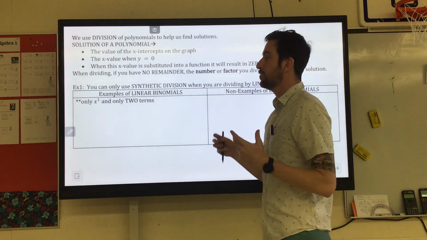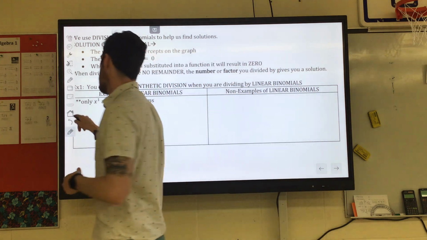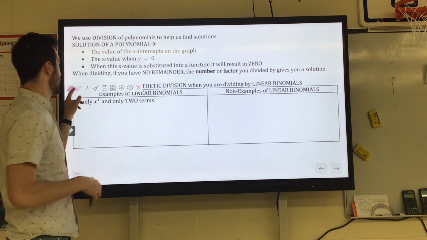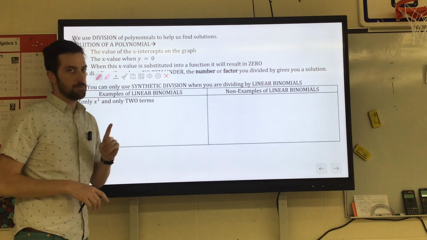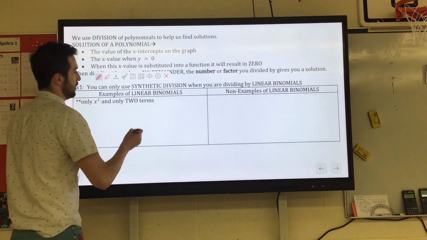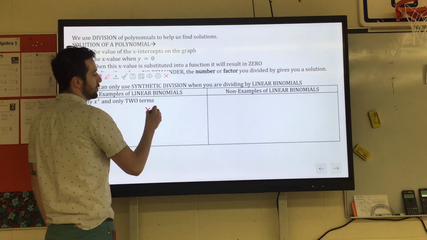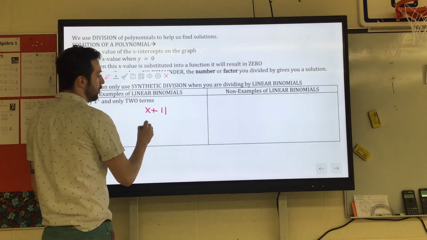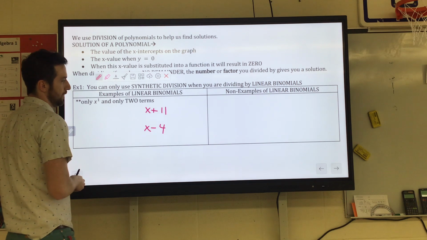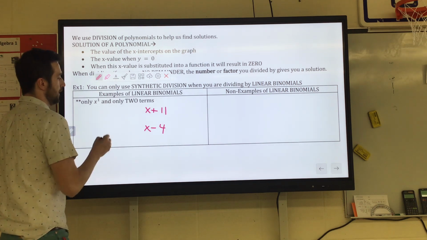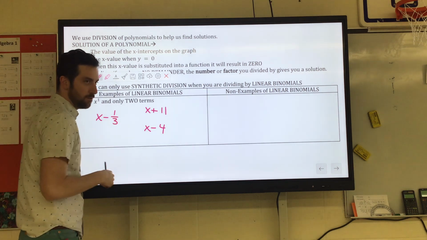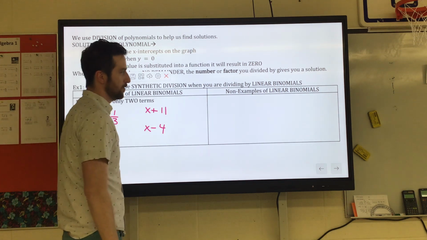So in order to use synthetic division, the method we're going to use today, you have to be dividing by linear binomials. Linear just means x to the first power. Binomial means two terms. So it might be something like if you're dividing by x plus 11 or x minus 4 or even if it was like x minus 1/3.